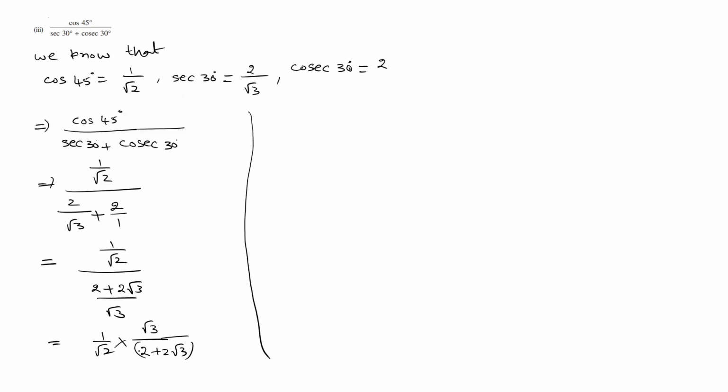Next in the denominator here, 2 plus 2 root 3 is there. So 2 we can take common here. After taking common, 1 into root 3 is root 3 divided by square root 2 into 2, we can take common here, 2 into, here we can get 1 plus root 3. Okay. Now we will rationalize the denominator.